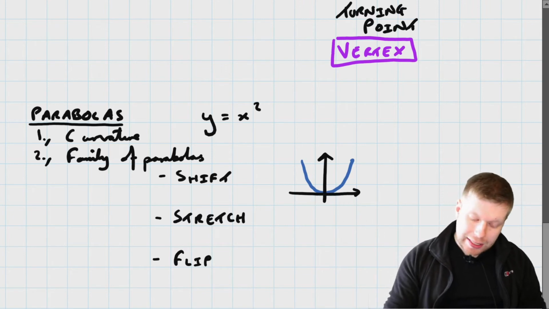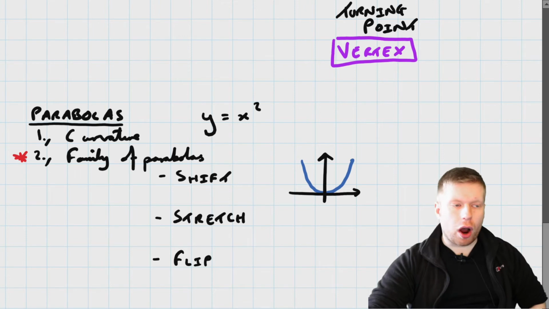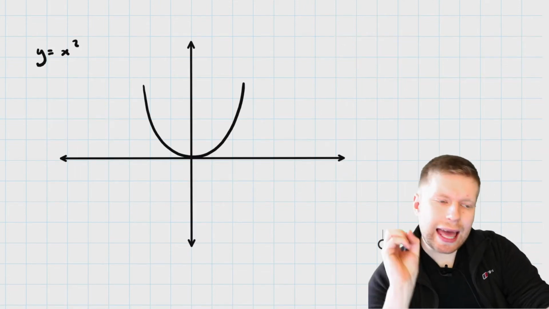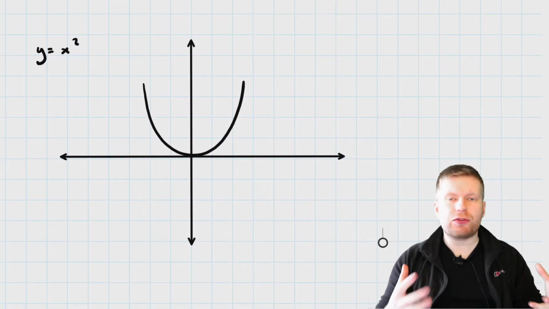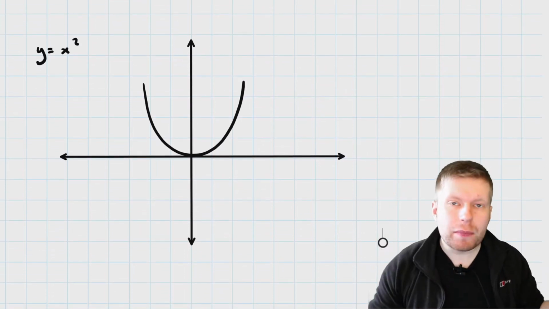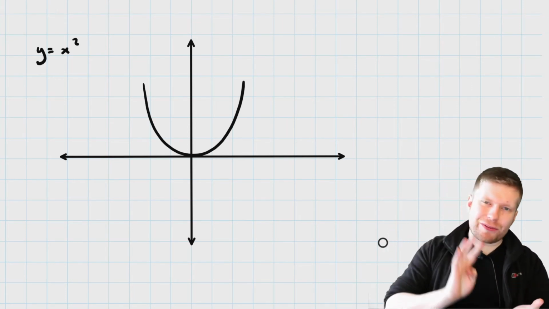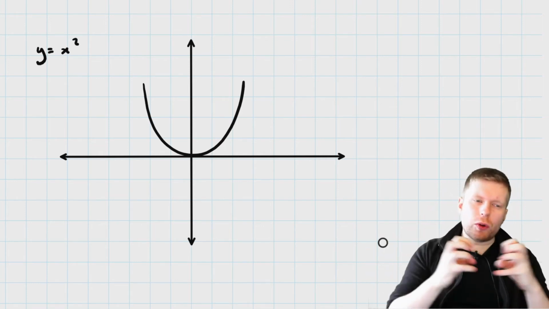Okay, so what I want to do now is look at how I can get a new graph by doing one of these three things. So let's start off by talking about our first way that we can transform this parabola to get a new parabola, and that is just by a shift. Now, I know I said I can shift it in four different directions, up and down, and then left and right, but I'm actually going to group those together into two.